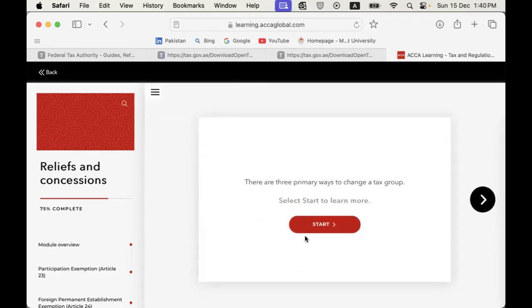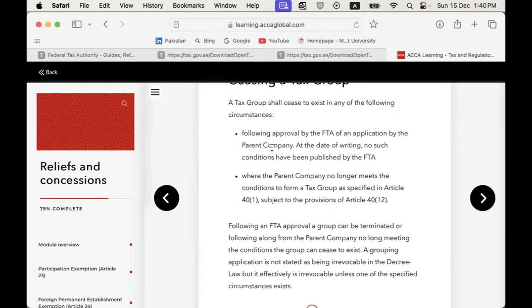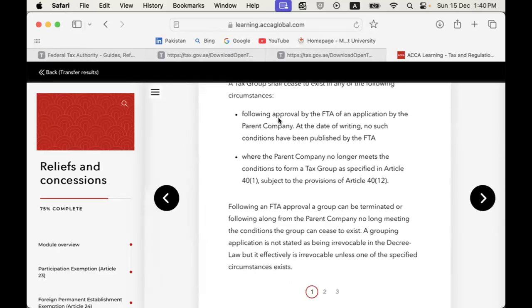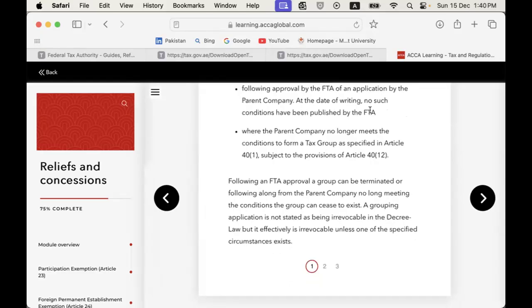Changes to a tax group. Let us quickly read through that as well. Ceasing a tax group. A tax group shall cease to exist in any of the following circumstances following the approval of the Federal Tax Authority on an application by the parent company. At the date of writing, no such conditions have been published by the FTA.